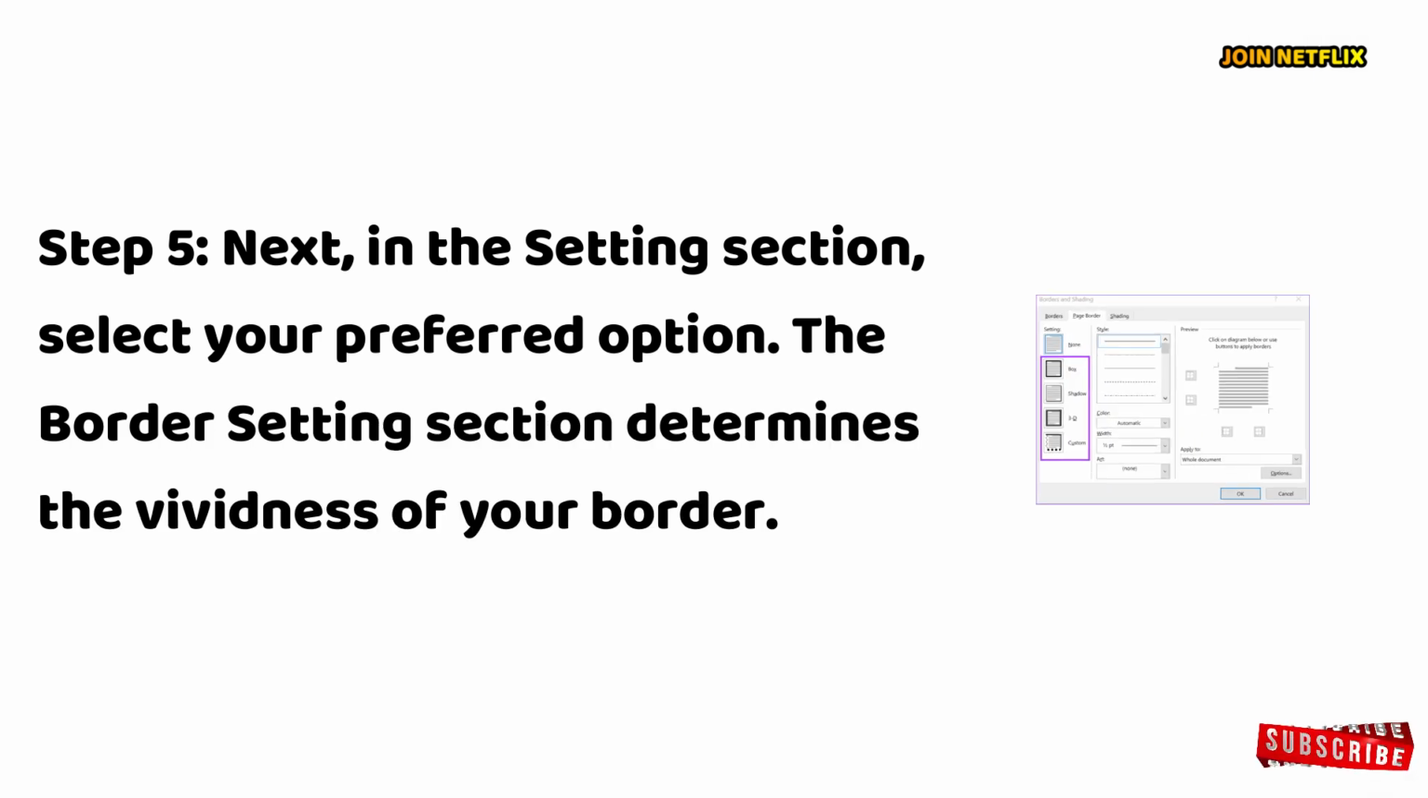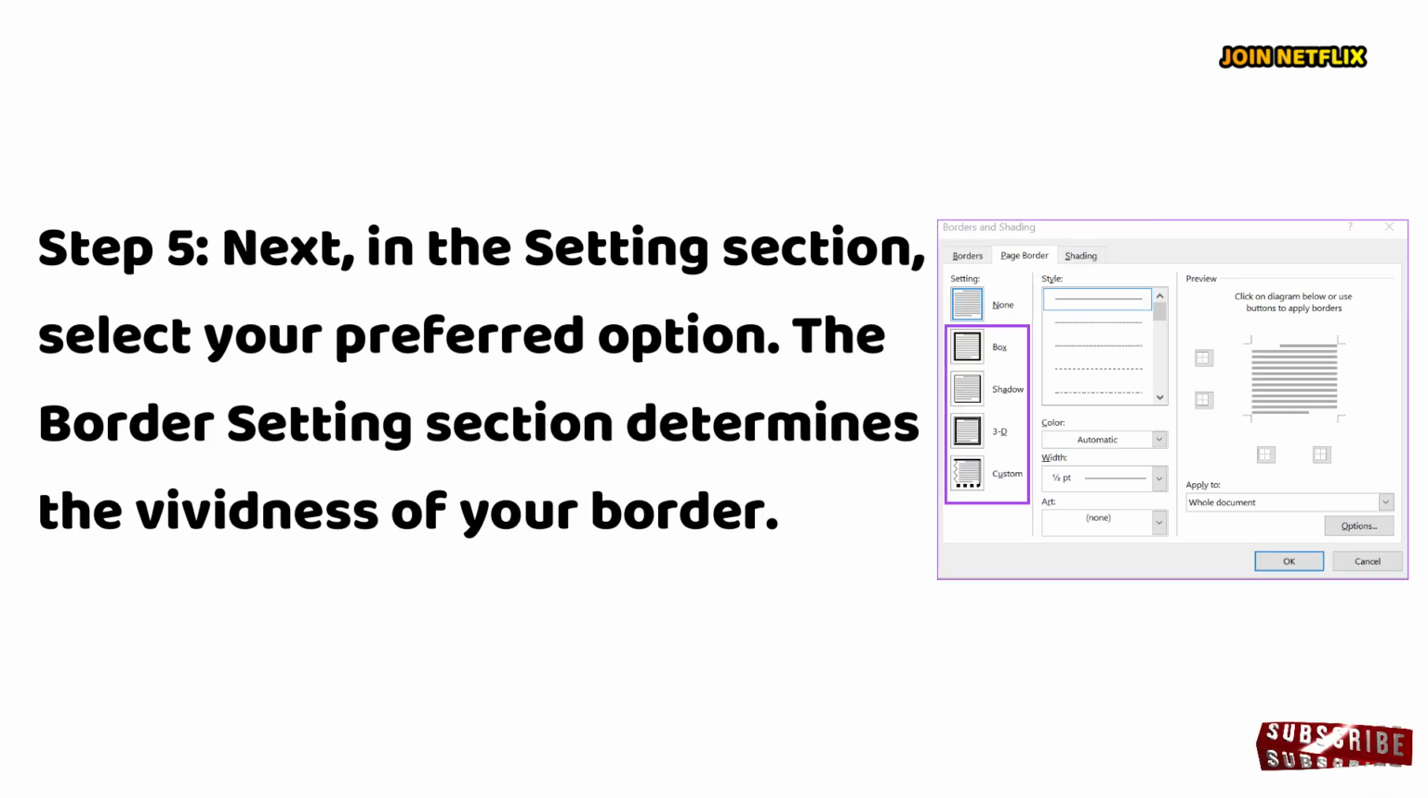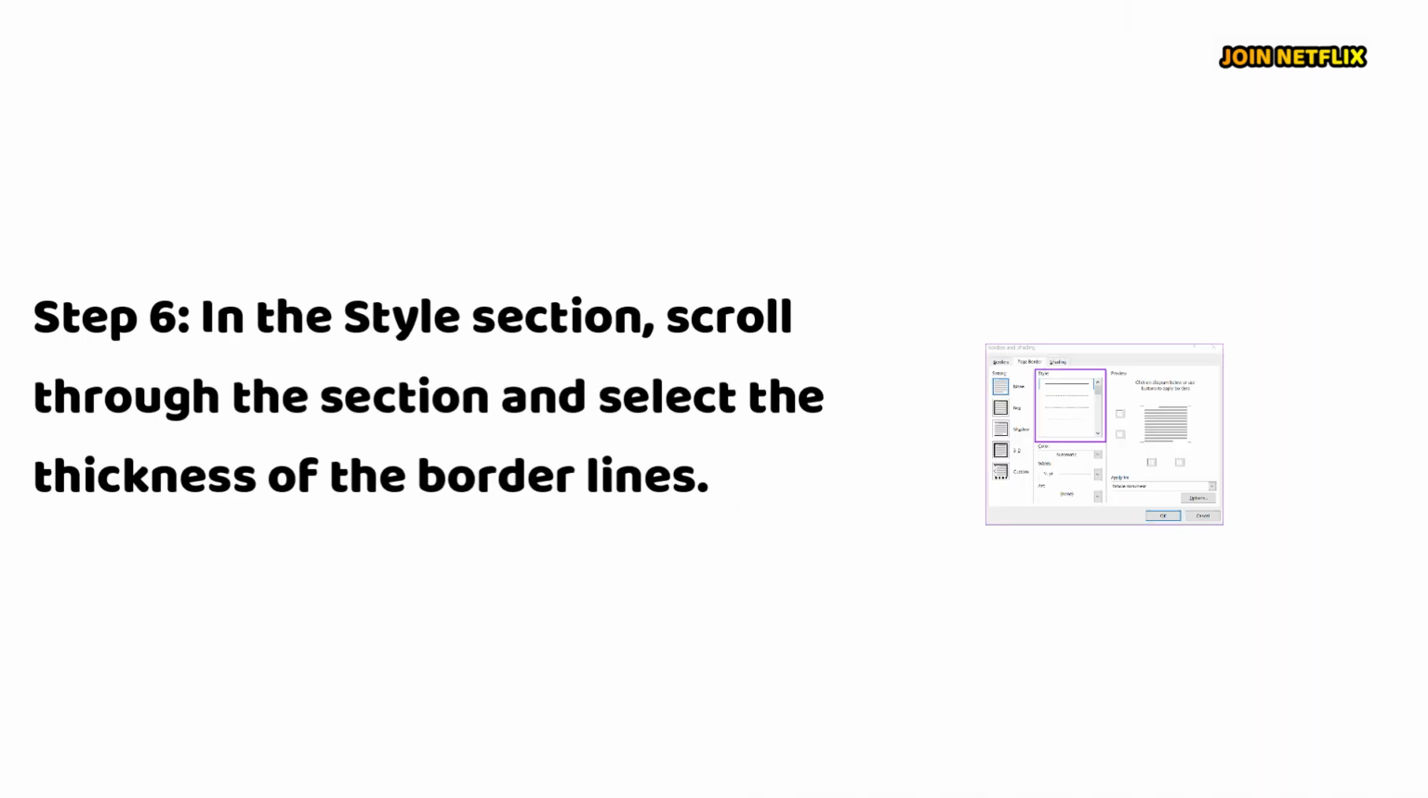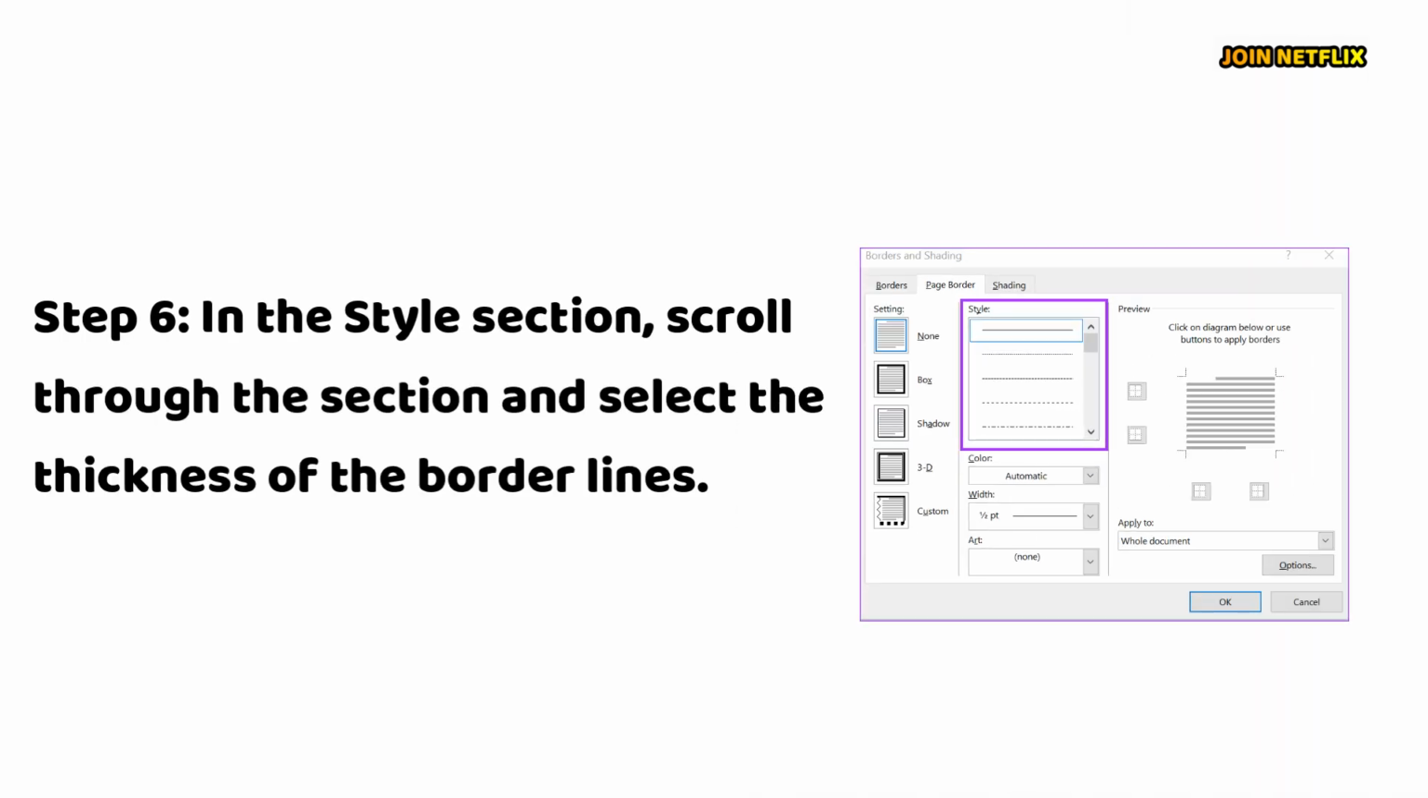Step 5. Next, in the Settings section, select your preferred option. The Border Settings section determines the vividness of your border. Step 6. In the Style section, scroll through the section and select the thickness of the border lines.